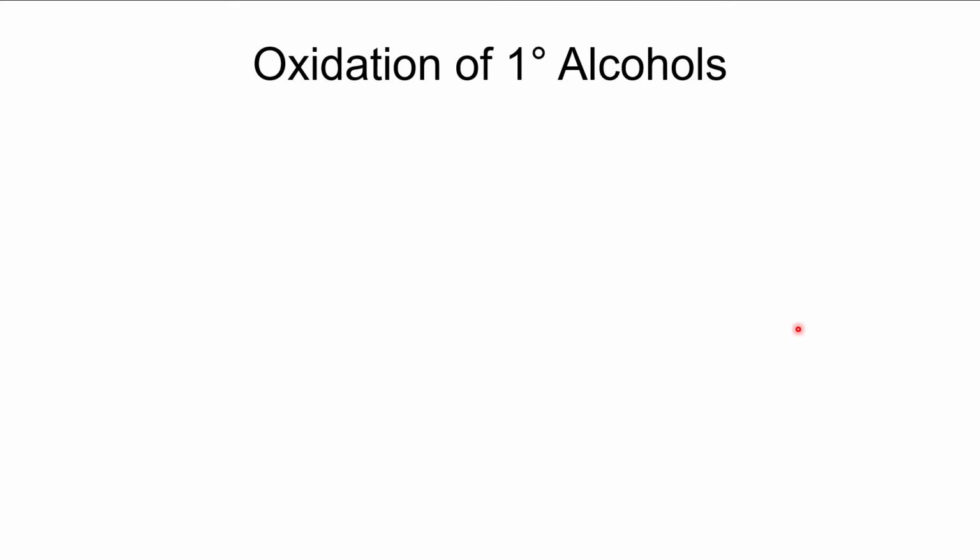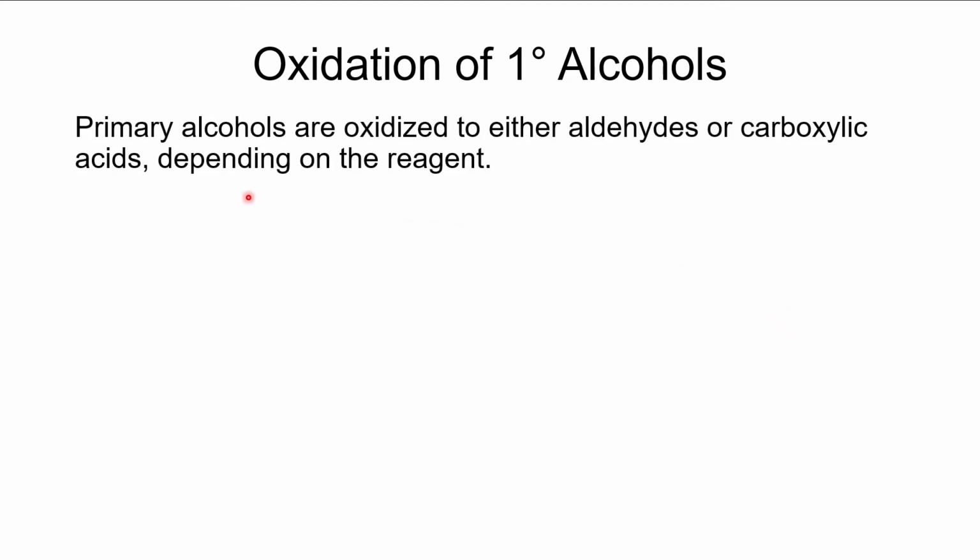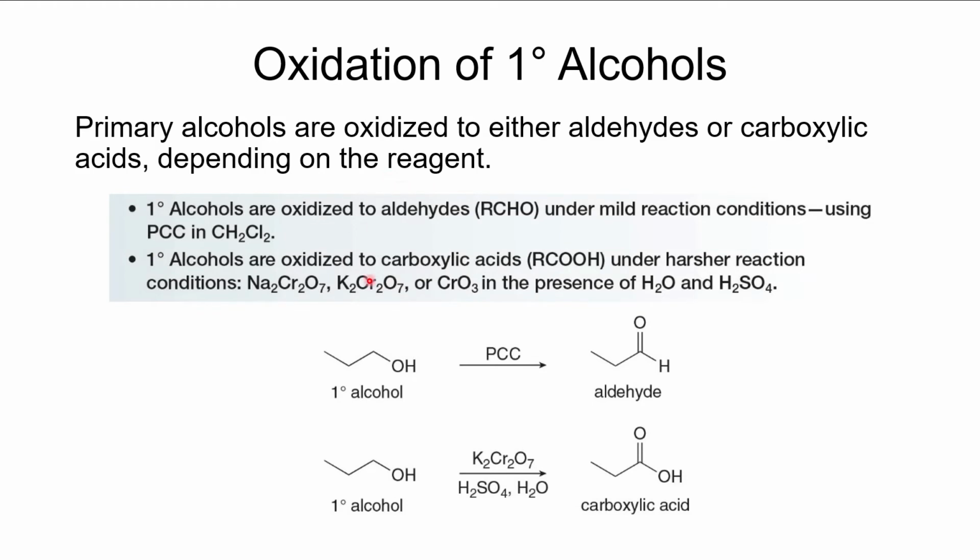If we have primary alcohols, on the other hand, primary alcohols are oxidized to either aldehydes or carboxylic acids, depending on which reagent you choose. If you choose the milder pyridinium chlorochromate, the PCC, you can oxidize it simply to the aldehyde. If you use the sledgehammer oxidizing agent, either the dichromate or the chromic acid, which is the CrO3 and sulfuric acid, any of these, you're going to oxidize all the way to the carboxylic acid.